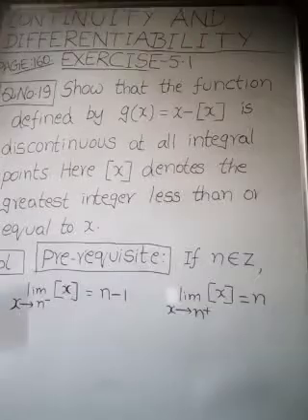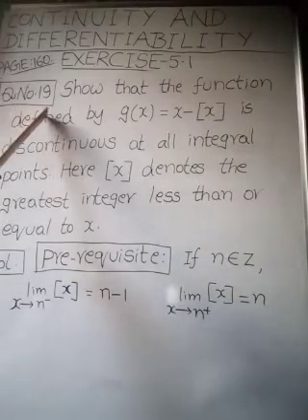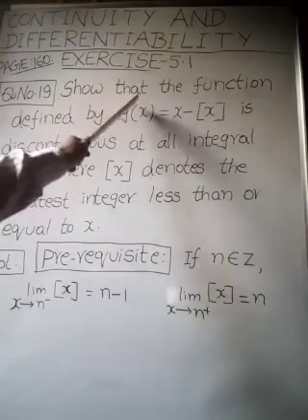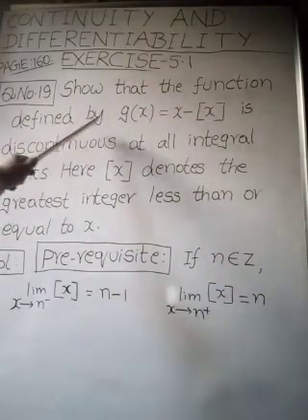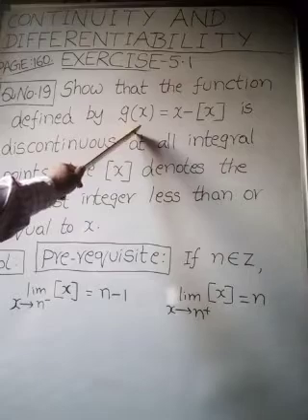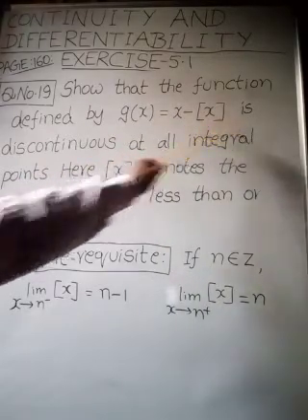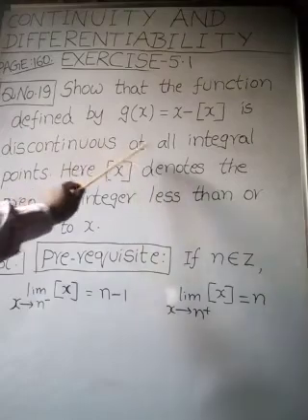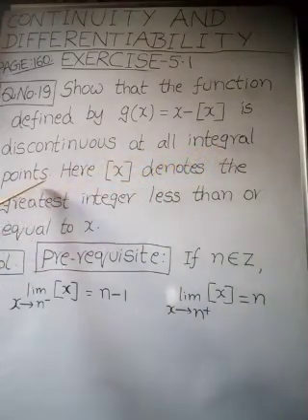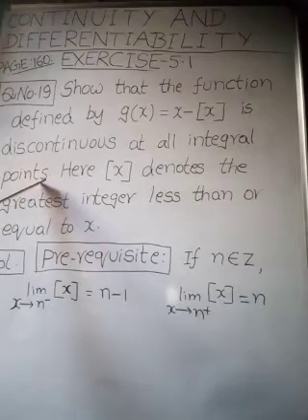Right. Now come to question number 19. Show that the function defined by g of x is equal to x minus [x] is discontinuous at all integral points. Understood this question, my dear children?